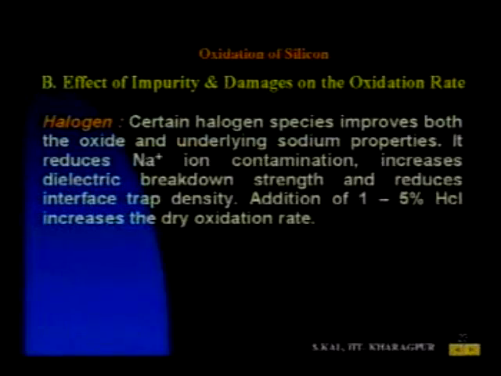So that is why sometimes we intentionally incorporate a small amount of chlorine-containing gases, normally TCE, trichloroethylene. That will help to remove the ions inside the oxide. And interface trap density also reduces.